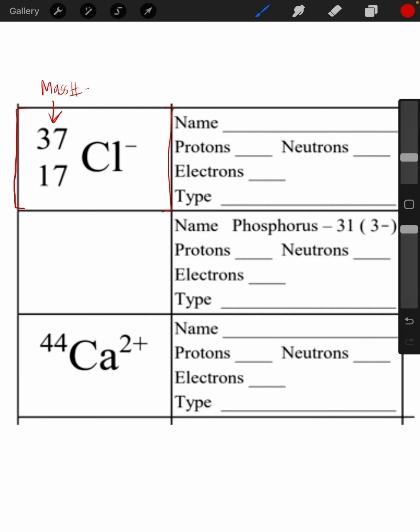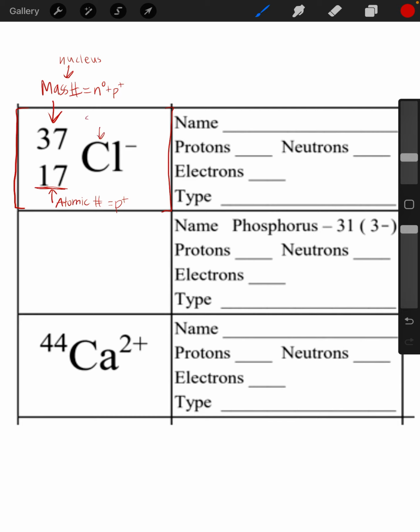And remember, the mass number is equal to the neutrons plus the protons. This is where the nucleus is. Down here, this is called our atomic number. And the atomic number is also equal to the number of protons. Something very important to know about the atomic number is that this number does not change for the specific element. It's kind of like your fingerprint. Your fingerprint identifies who you are. You can't really change that without changing who a person is. So chlorine always has 17 protons.